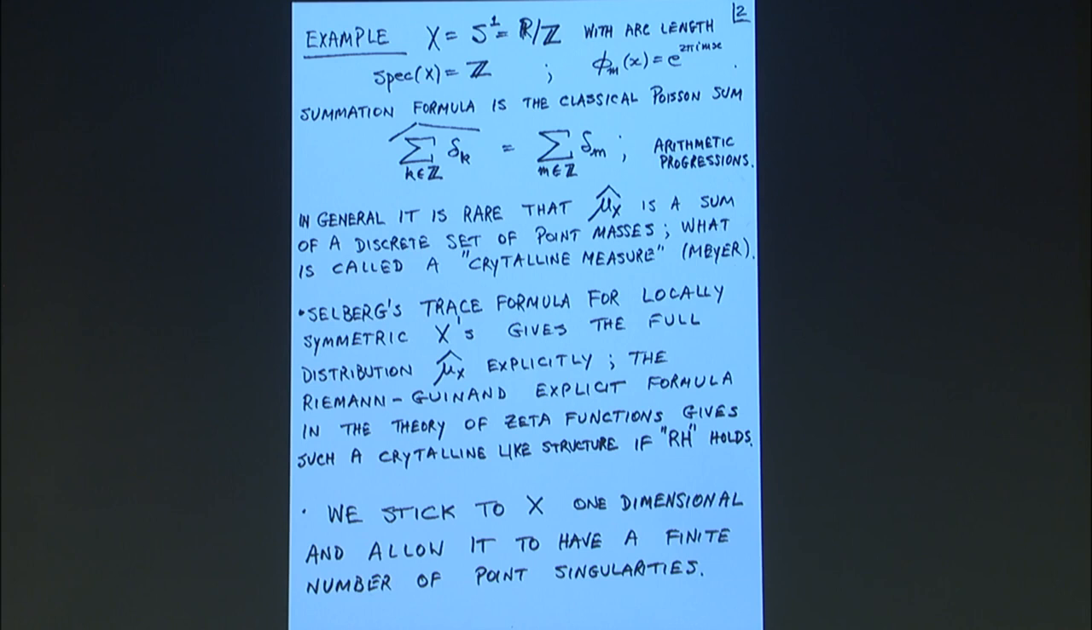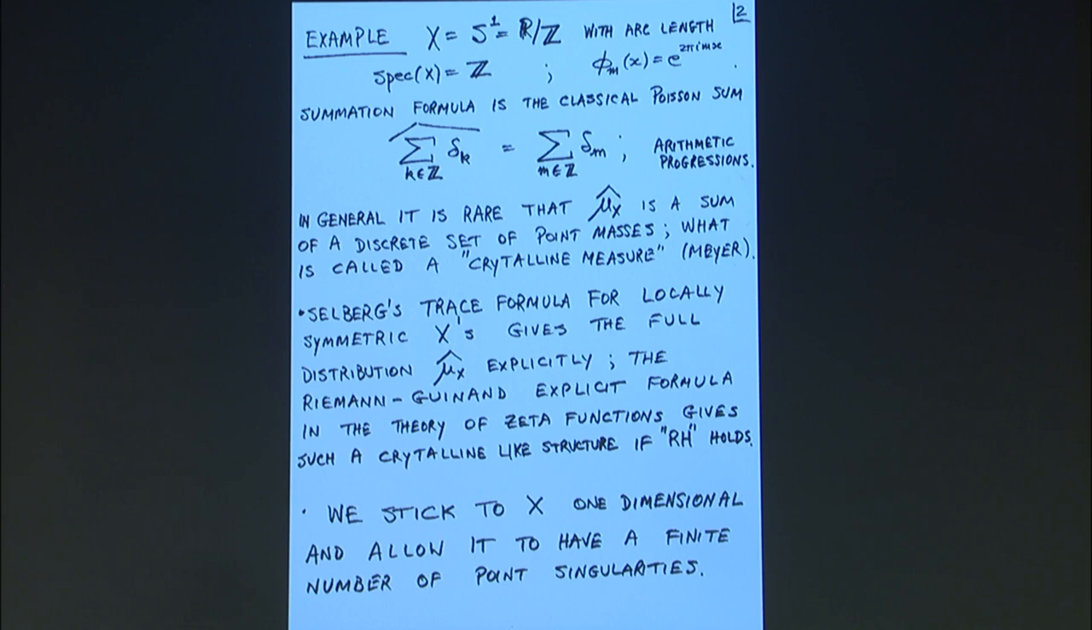So a measure, I will give a formal definition. This has been around for many years, but certainly has been popularized over many years by Yves Meyer. A measure is called crystalline if it's a measure on the line, it's a sum of point masses with discrete support, and its Fourier transform, by some miracle, is also a sum of point masses. And the question is, could there be other such formulae?